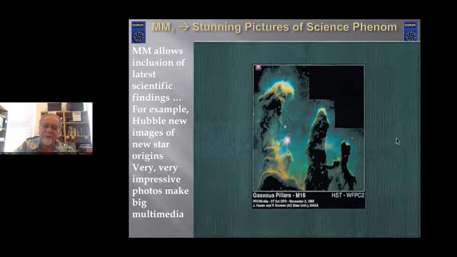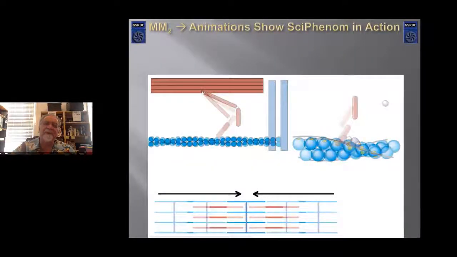This one was one that was just done on the Hubble telescope. It's really a montage of several pictures, and it shows the beginnings of stars in a gaseous cloud way far away from Earth. I might say that there are better pictures of that now, but we could include them.